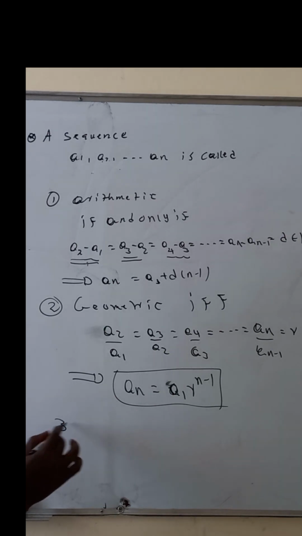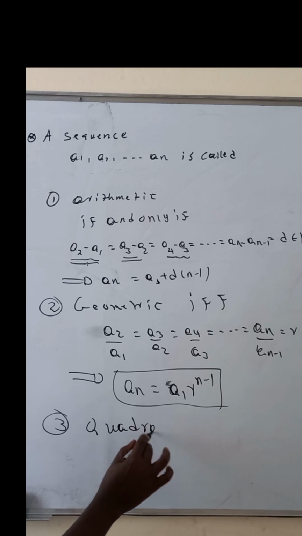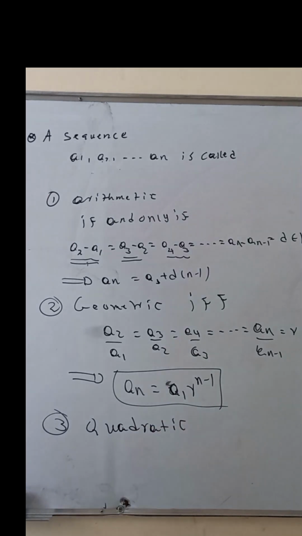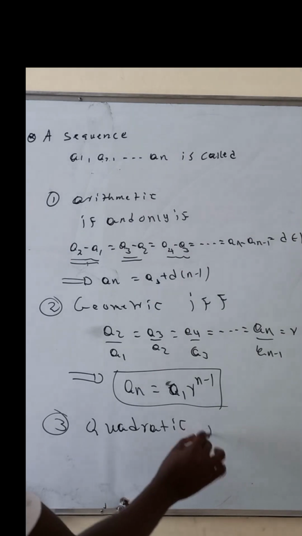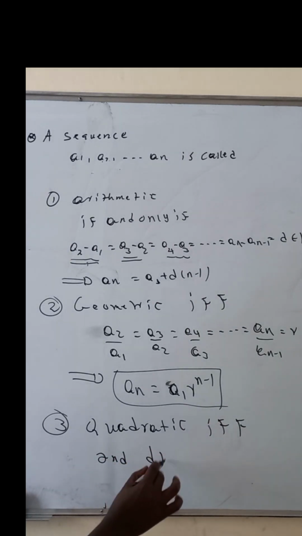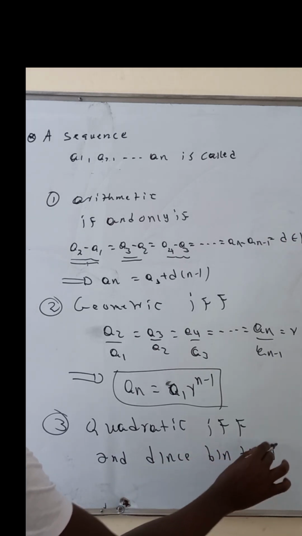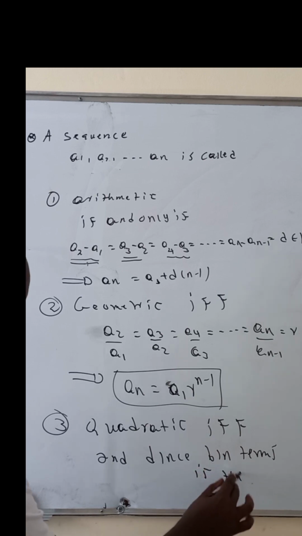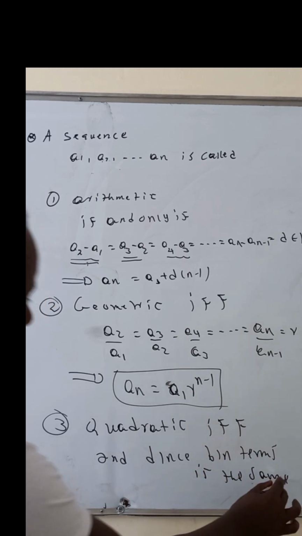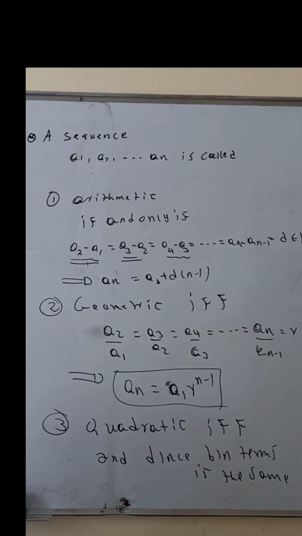If the sequence is quadratic, it is going to be quadratic if and only if the second difference between terms is the same. That means if the second difference between terms is exactly the same, we can name the sequence a quadratic sequence.